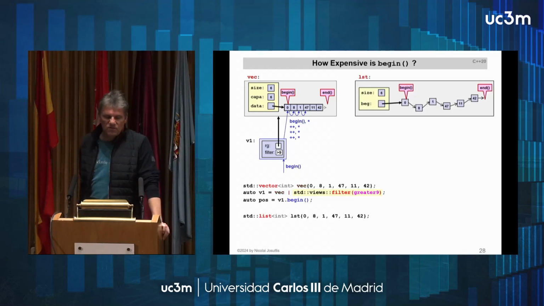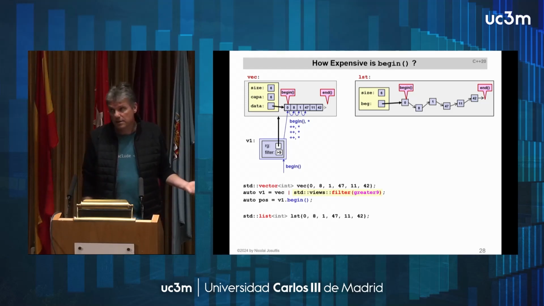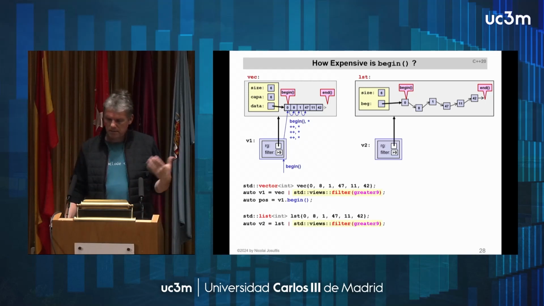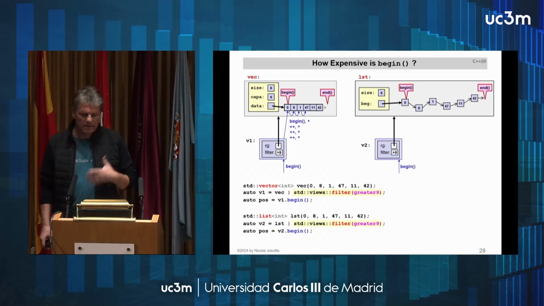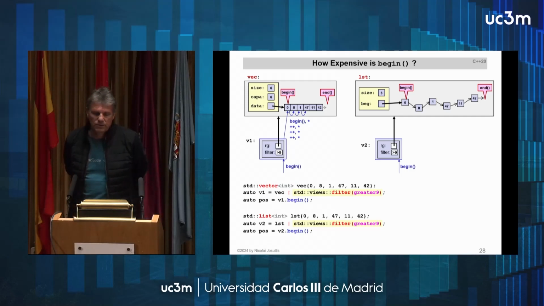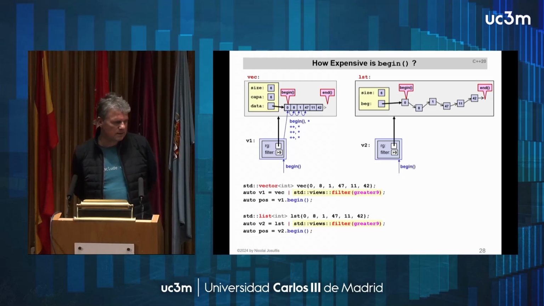And the same is true if we use other containers underneath. So if we say, okay, let's have a filter on a list, same thing. Begin calls begin, we have to iterate over the elements, look at the values to see which one is the first value that is greater than 9. So begin is not cheap.